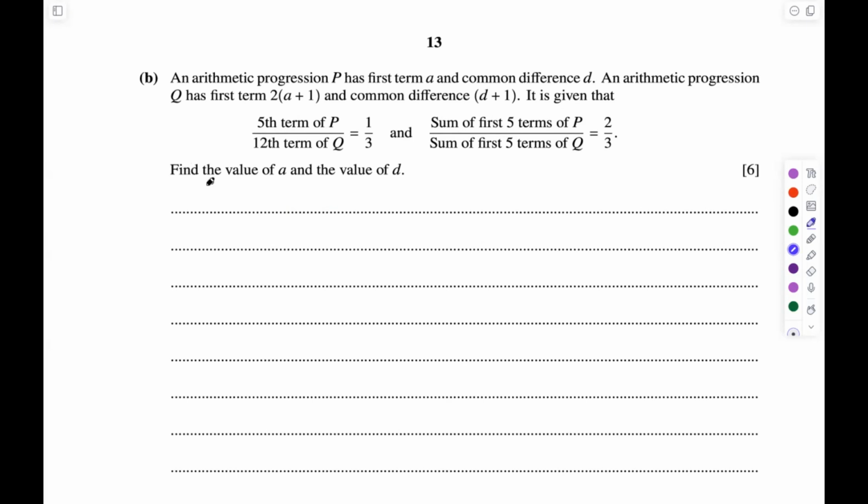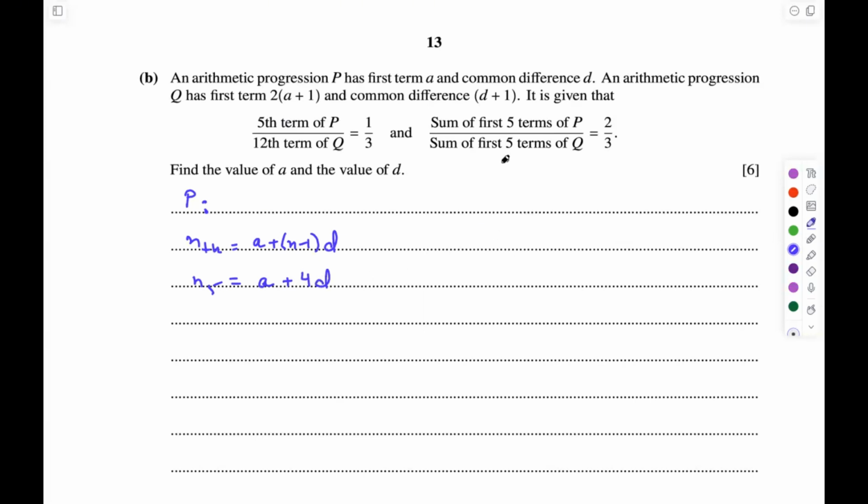Now for P, first we can make an expression for the fifth term and the sum of 5 terms. So for P, as it is an arithmetic progression, the nth term is given by A plus n minus 1 into D. So the first term is A and the common difference is D. So for the fifth term, n minus 1 will become 5 minus 1, which is 4. So the fifth term will be A plus 4D.